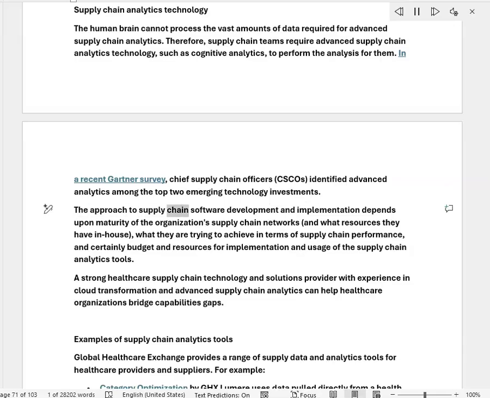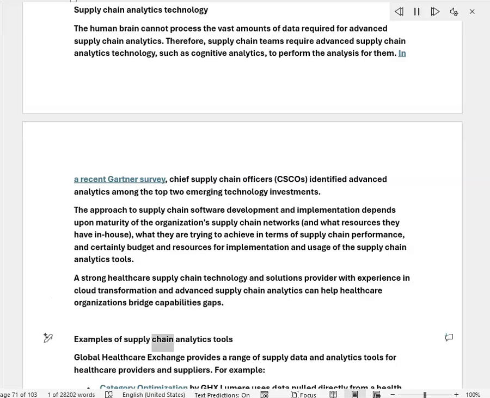The approach to supply chain software development and implementation depends upon the maturity of the organization's supply chain networks, what resources they have in-house, what they are trying to achieve in terms of supply chain performance, and certainly budget and resources for implementation and usage of the supply chain analytics tools. A strong healthcare supply chain technology and solutions provider with experience in cloud transformation and advanced supply chain analytics can help healthcare organizations bridge capabilities gaps.